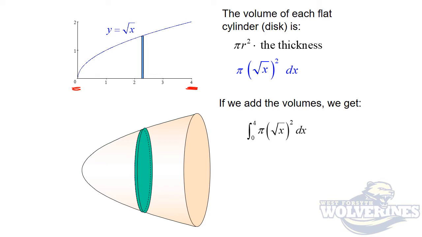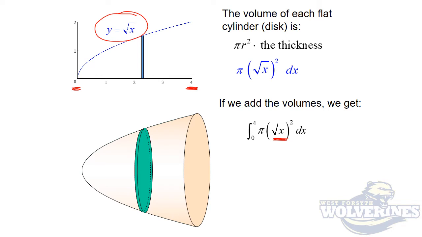So we've got the definite integral from 0 to 4 because that's where we're looking along this curve. Pi, because that's coming from pi r squared h. So pi is there. I've got my r squared h, and again, r was determined by my function. And then dx, and in this situation, the dx represents the thickness of the disks.